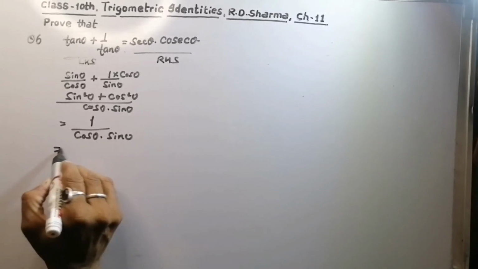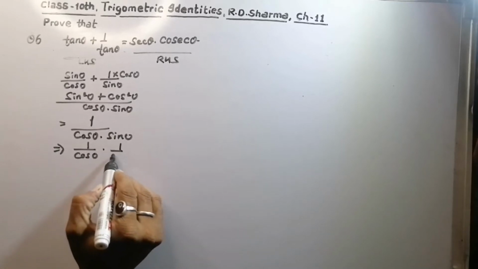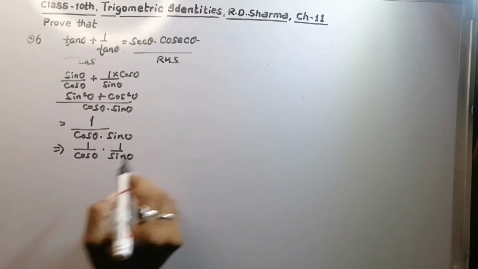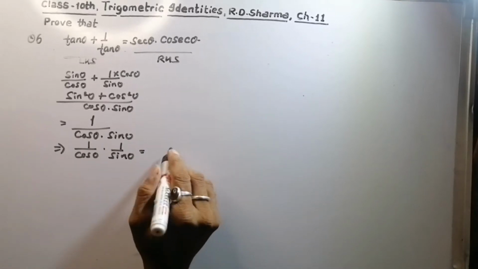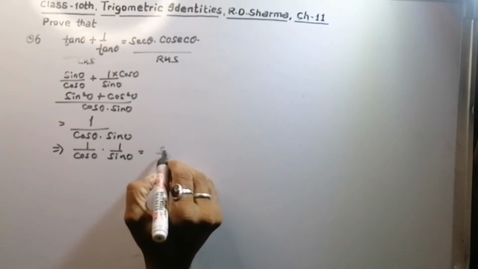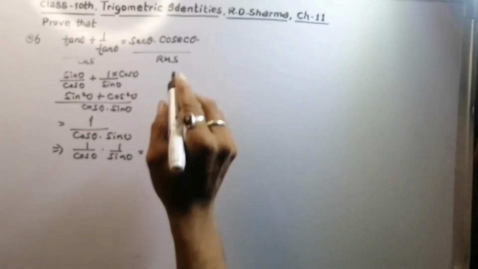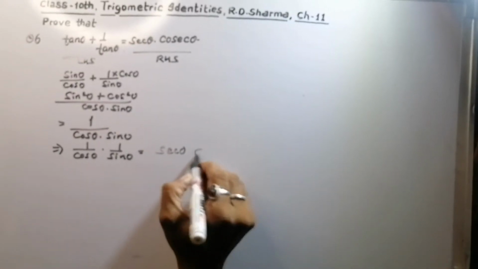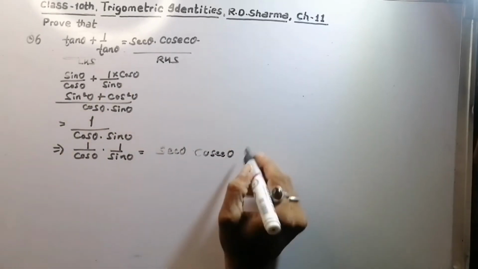Now we can write 1 upon cos theta into 1 upon sin theta. 1 upon cos theta is equal to sec theta. In place of 1 upon cos theta we can write sec theta, and in place of 1 upon sin theta we can write cosec theta. So it is equal to the right hand side.